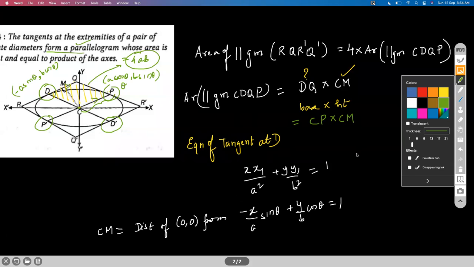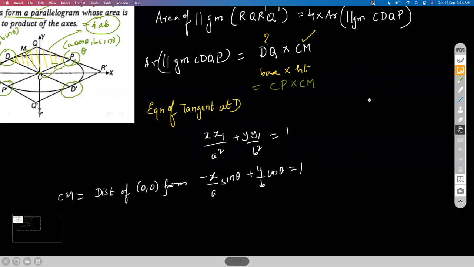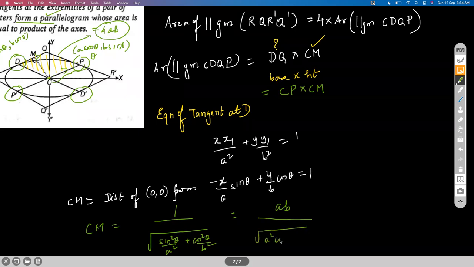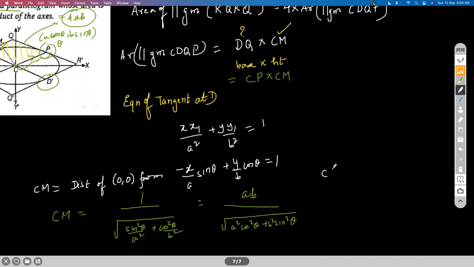Correct. Now here, let us try to figure out CP length and CM length individually. So CM length is mod of 1, which is actually 1, need not write mod, 1 by under root of sine square theta by a square plus cos square theta by b square. In short, this becomes ab under root of a square cos square theta plus b square sine square theta. Correct. And what about CP length? CP length anyways is under root of a square cos square theta plus b square sine square theta, because distance of P from origin is this.